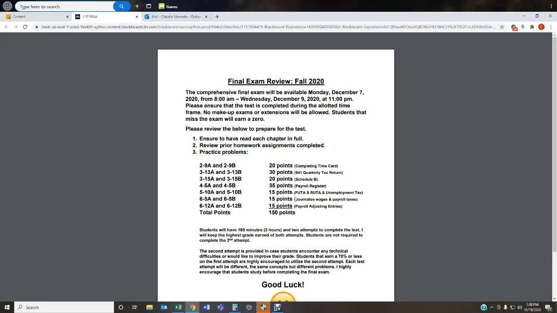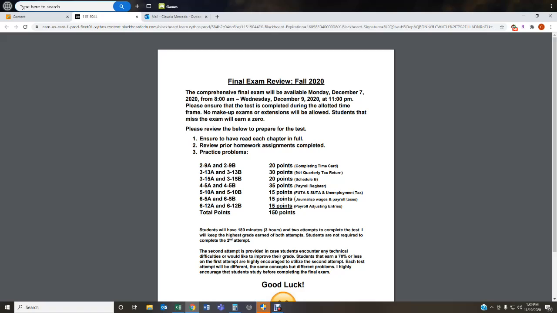The total available points for your final exam is 150 points. That's 15% of your overall grade. Students are going to have 180 minutes, which is 3 hours, and 2 attempts to complete the test. I want to emphasize this. Please, if you do not get a 70% or better on your first attempt, please use the second attempt provided to try to improve your grade. Okay? I do not curve. Whatever grade you earn, that is the grade you're getting.